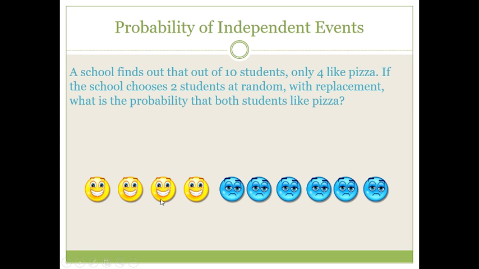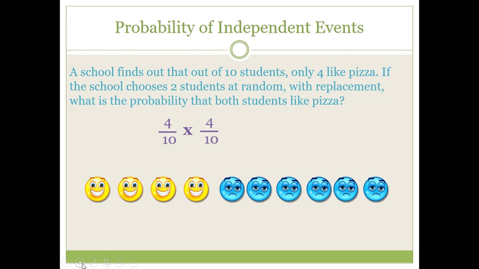So these smiley faces here represent the number of students that like pizza. And here's the 6 that don't like pizza. And altogether we can see that there are 10 total students. So the first event, I'm going to pick a student. We can see that there are 4 students that like pizza. So those are my successful outcomes out of a total of 10 students. So there's a 4 out of 10 chance that I pick a student that likes pizza. Then that student rejoins the line, and I get another 4 out of 10 chance of drawing a student that likes pizza.